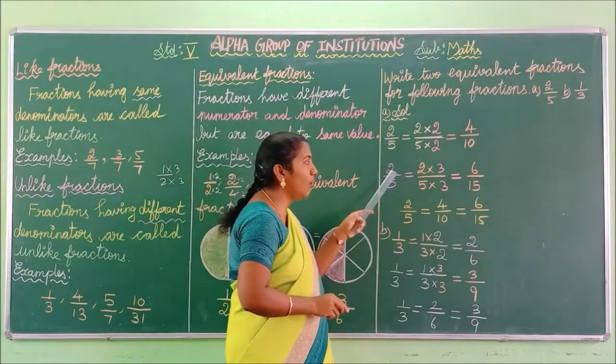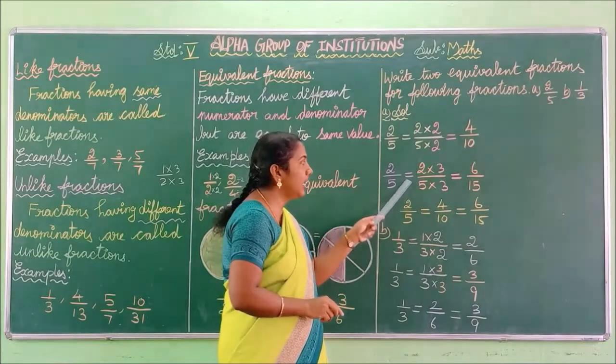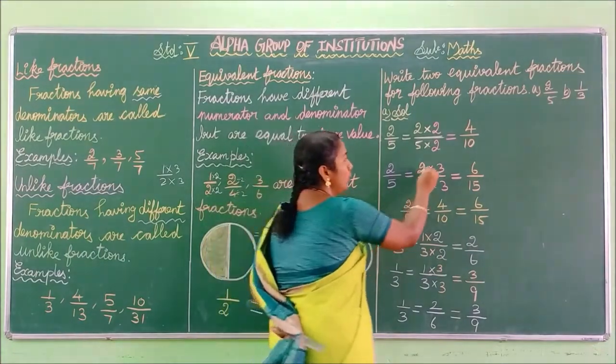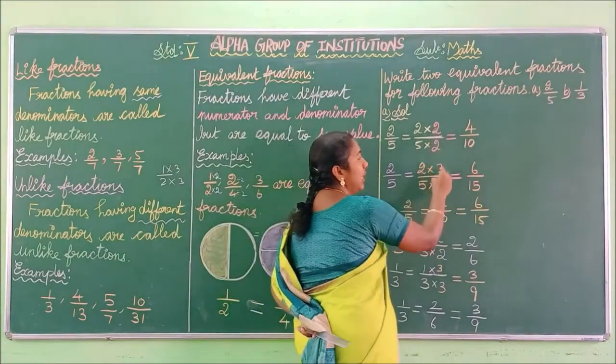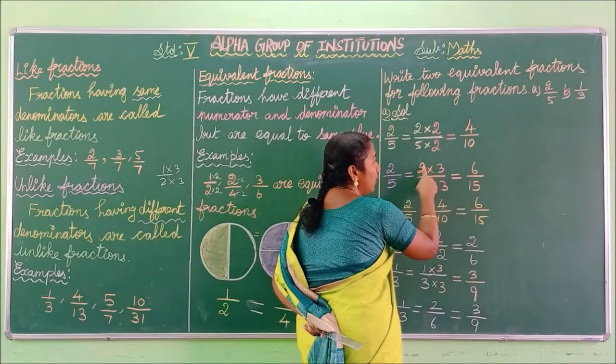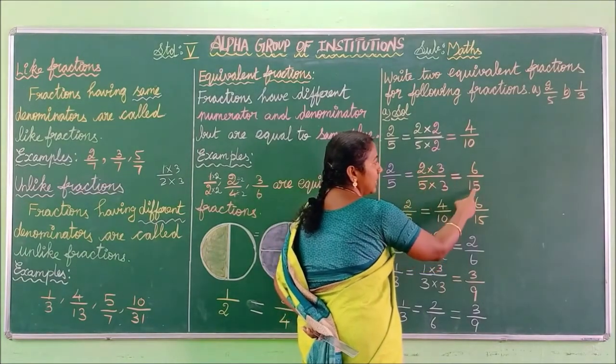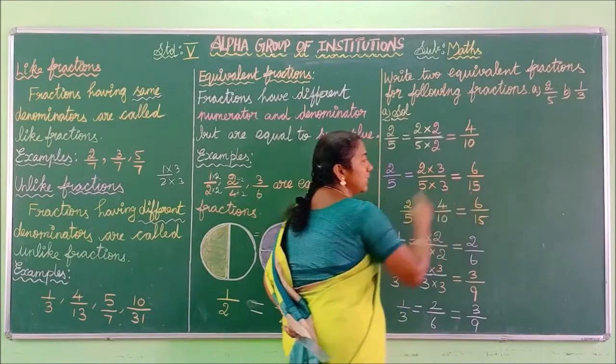Next, once again you have to write 2 by 5 and put the equal symbol. Again you have to write 2 by 5 and then choose another number except 2. Here I have chosen 3. So multiply the numerator and denominator by 3. 2 3s are 6, 5 3s are 15. So our answer is 6 by 15.